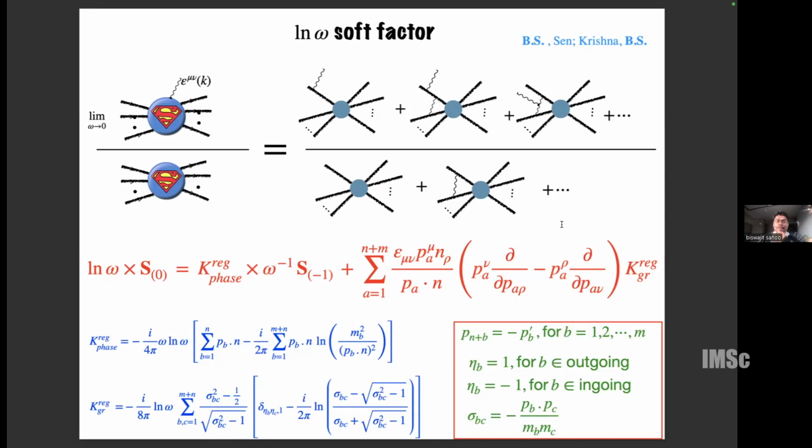And also there are two types of contributions coming to the log omega. One is when the loop momentum is greater than omega in some region, and in some region smaller than omega. So I have to take care of all these contributions carefully to find this result.